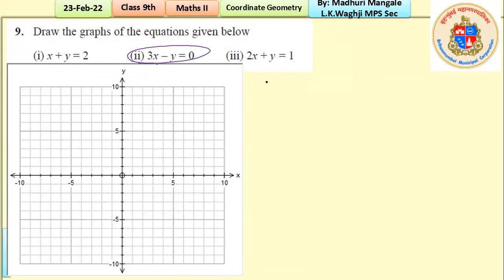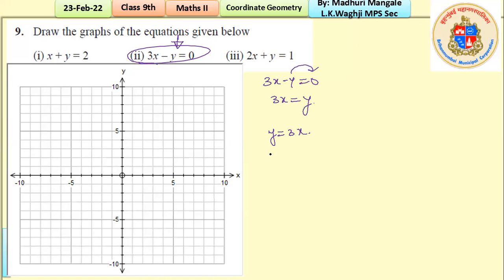So what you should do is try to bring any one variable by itself. Let's say you need to get y by itself. So this is 3x minus y equals 0. Y, get it to that side, so it will be plus y. So that's 3x equals y. So we have the equation y equals 3x.